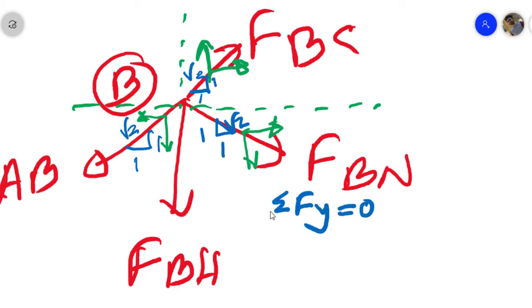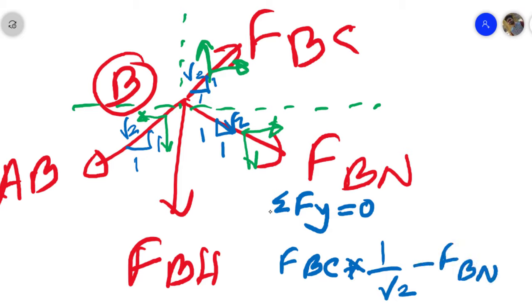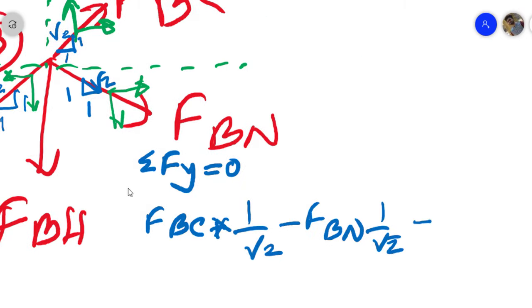So let's take from this force, this is FBC. So FBC, and what is the vertical component? That is 1 by root 2. And what is the vertical component of FBN? The downward direction and negative, that is why minus FBN 1 by root 2. And what is the component of FAB? This is also in the downward negative and 1 by root 2. So again minus FAB into 1 by root 2 is equal to 0.